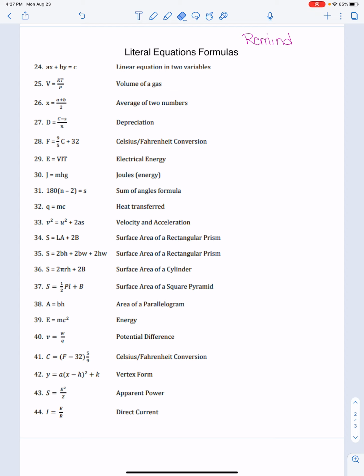These are the rest of them. So if you need this, you can pause the video here and look at these formulas.